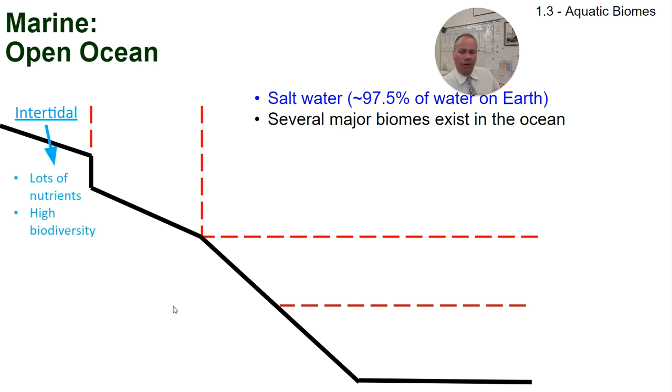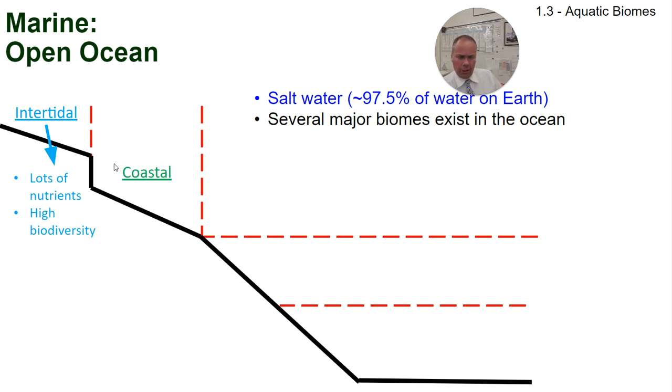And in these areas, we have very high biodiversity, right? There's lots of nutrients there in these intertidal areas. Organisms living here have to adapt to dry conditions during low tides, wet conditions during high tides. The action of waves and wind result in a high level of biodiversity.